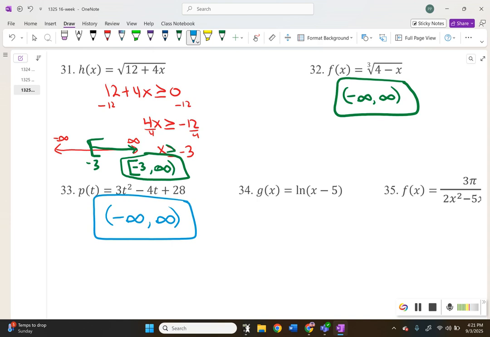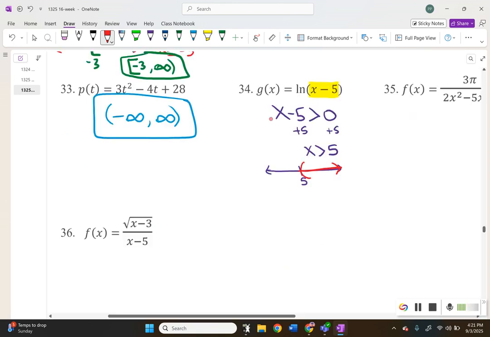Number 34 has a logarithm. So whatever you're taking the log of has to be greater than 0. So x minus 5 has to be greater than 0. If I add 5 to both sides, I get x has to be greater than 5. So picture a number line, and here's 5. And x has to be greater than 5, so it's pointing in this direction. It's not equal to it, so we're going to have a parenthesis there. So we're going to have parentheses 5 to infinity. That is where this function is continuous.